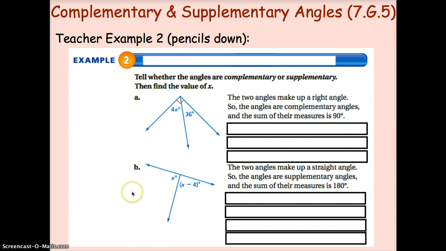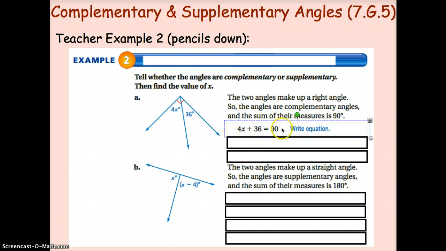Okay, teacher example 2, pencils down. Tell whether the angles are complementary or supplementary, then find the value of x. So I kept this open since we've already done this part. We know that they make a right angle, so their sum is 90 degrees, so they must be complementary. Now is the tricky part. We know they need to have a sum of 90 degrees, so if I add this section here plus this section here, my total equals 90. So if I set that up as an equation, that would be 4x plus 36 equals 90.